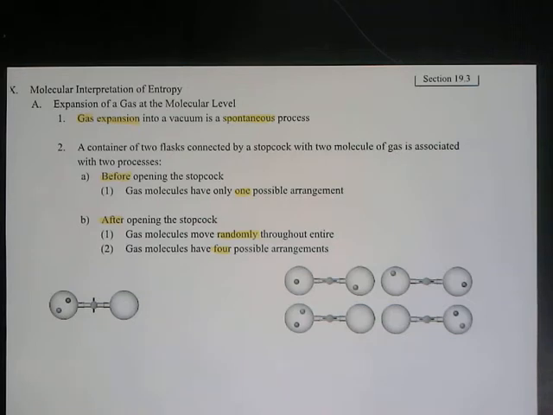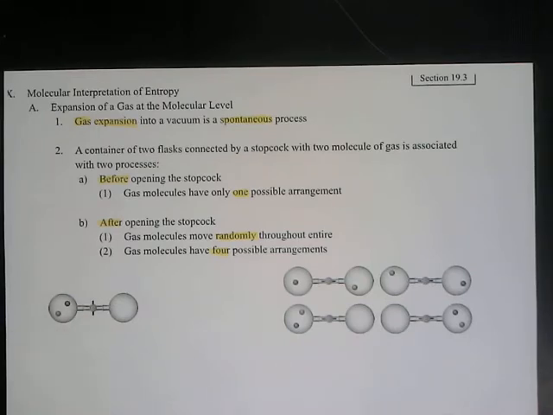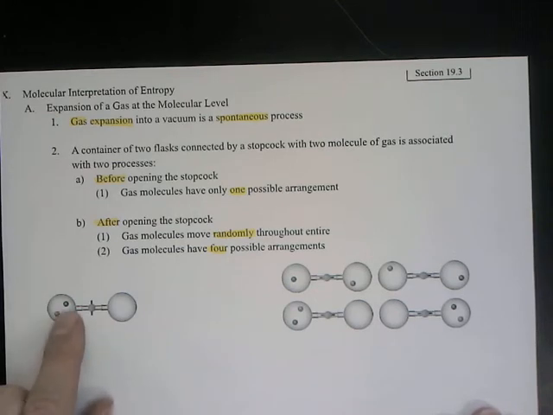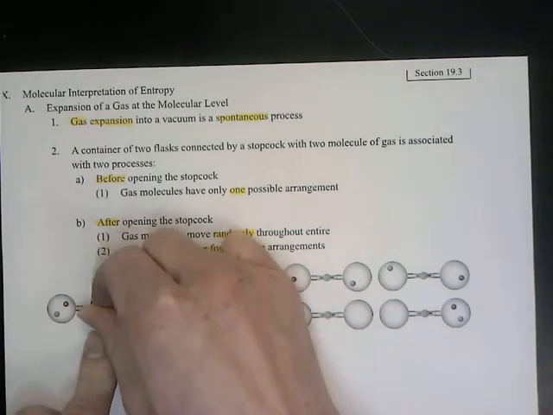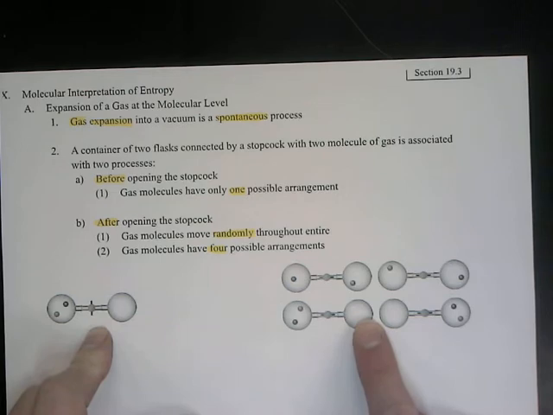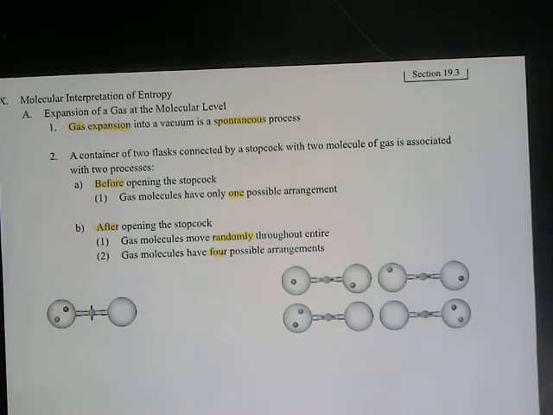So we start out with this picture here, and we have this gas expansion. What this is showing is a couple of things. One, we have the entire gas contained in this left side container, and you can see how the stopcock is closed. Once we open that stopcock, there are four possible arrangements that those molecules can occupy. So we went from one possible arrangement to these four possibilities.